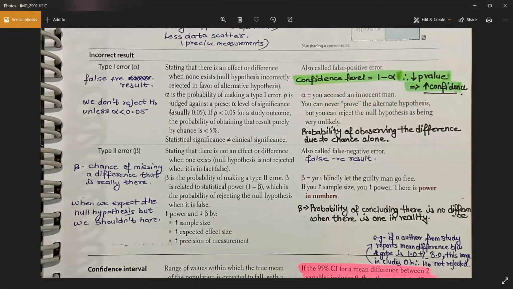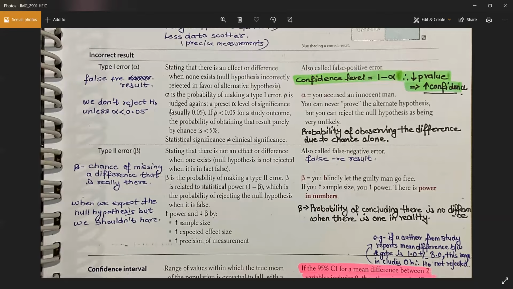These four outcomes. So first is your type 1 error or the alpha error. Okay, it is basically the probability of observing a difference due to chance only. In reality, there was no difference, but your study somehow by chance gets a difference, very falsely. So the probability of observing the difference due to chance alone, this is known as the type 1 error.